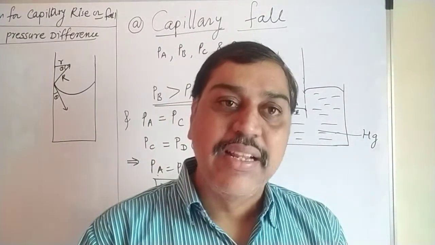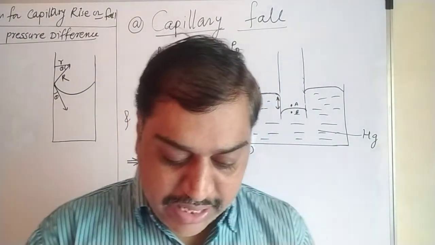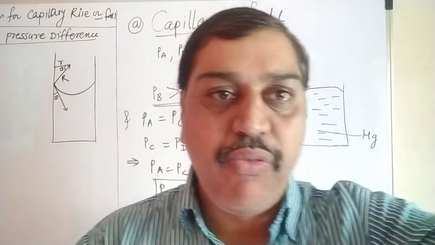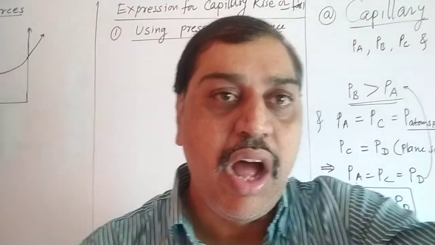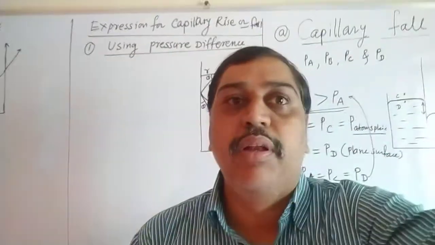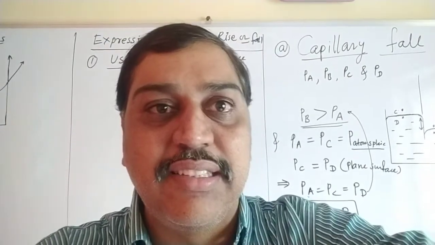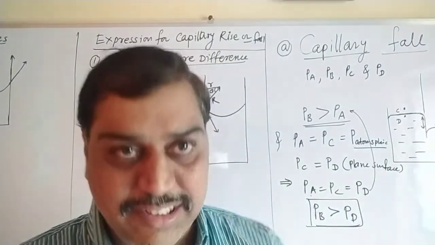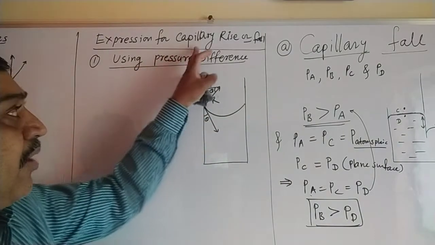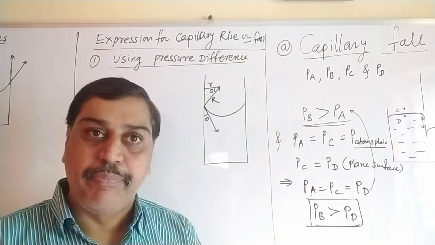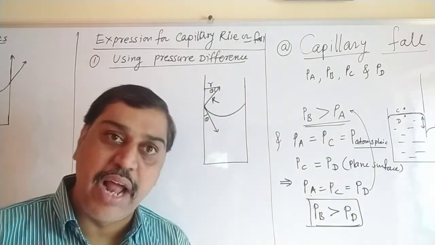Now let's go to the next expression for capillary rise or fall. Now we have to determine the expression for capillary rise or fall. How the capillary tube level increases or decreases, for that we have to derive the expression. So let's start with this expression. So this is the expression for capillary rise or fall. That expression we have to derive.